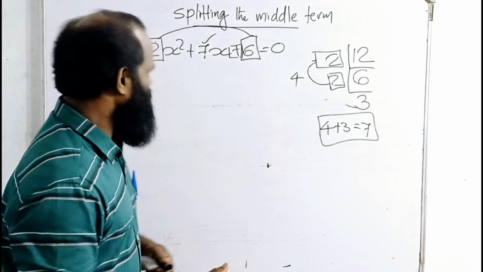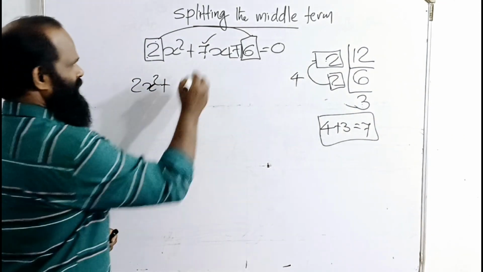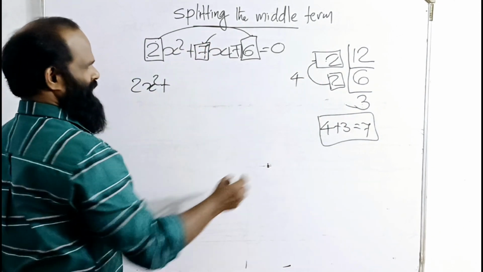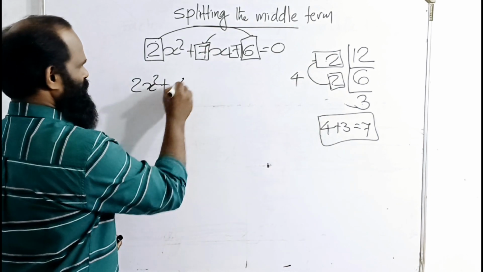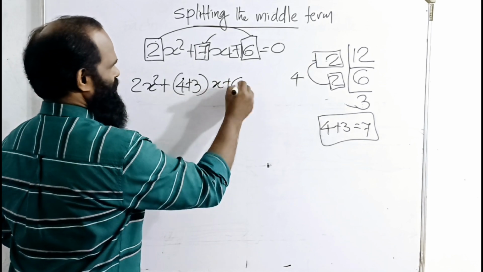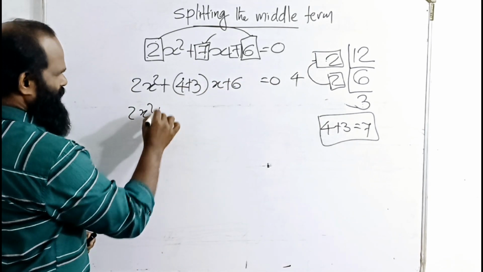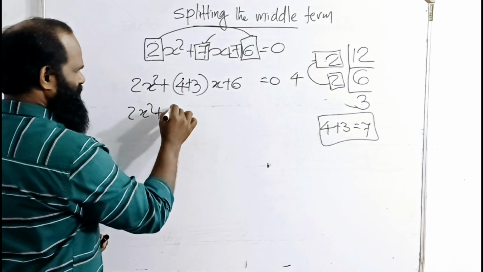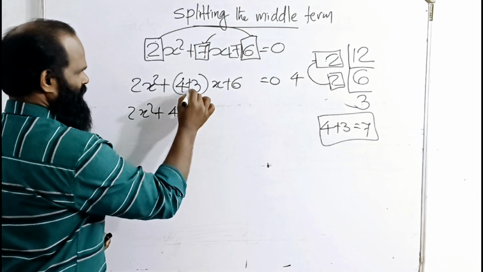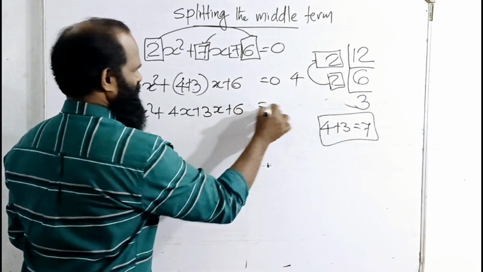So I start. 2x square plus 7 is split by using 4. So we write 2x square plus 4 plus 3 into x plus 6 is equal to 0. 2x square plus x into 4 is 4x, 3 into x is plus 3x, plus 6 is equal to 0.